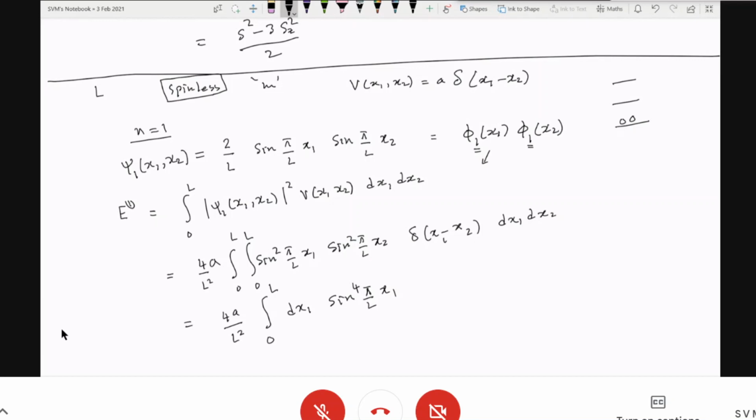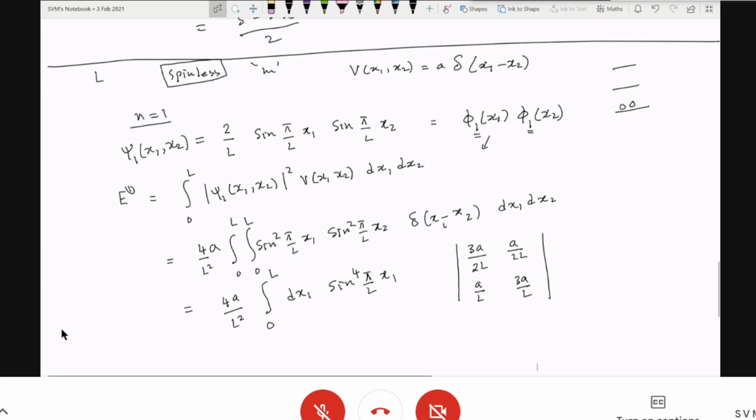What are the answers you have? Option A is 3A by 2L. Option B is A by L. Option C is A by 2L. And option D is 3A by L. Okay, so you have to do this integral. How do you do this integral?